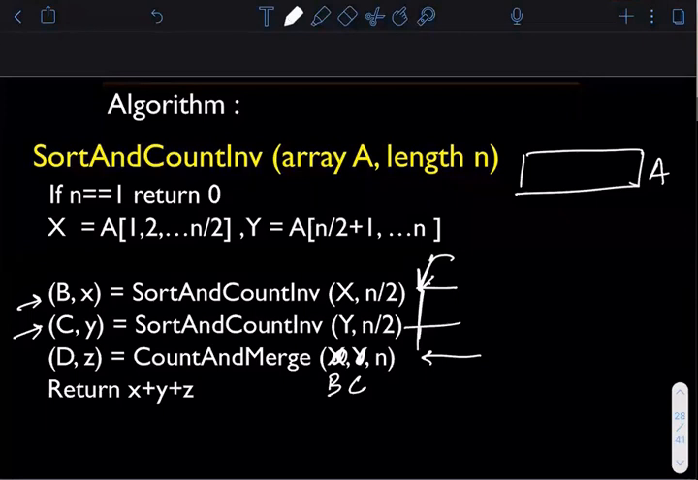Everyone understands what was going on here. Any questions? This is how you implement inversion counting in order n log n time. Not linear time, sorry, order n log n.